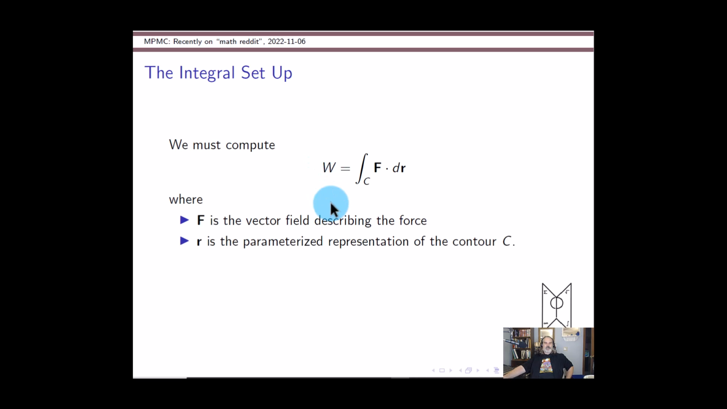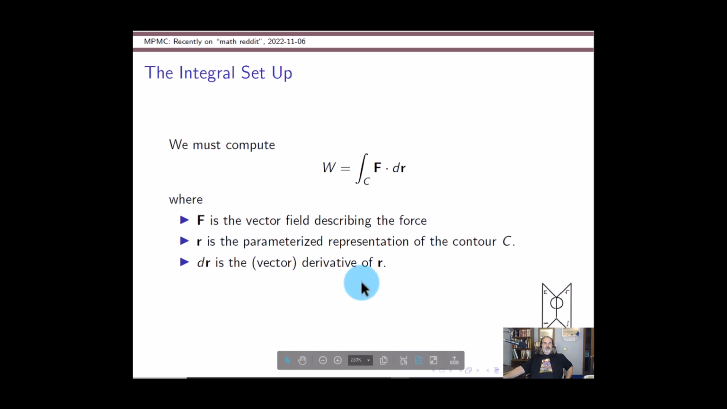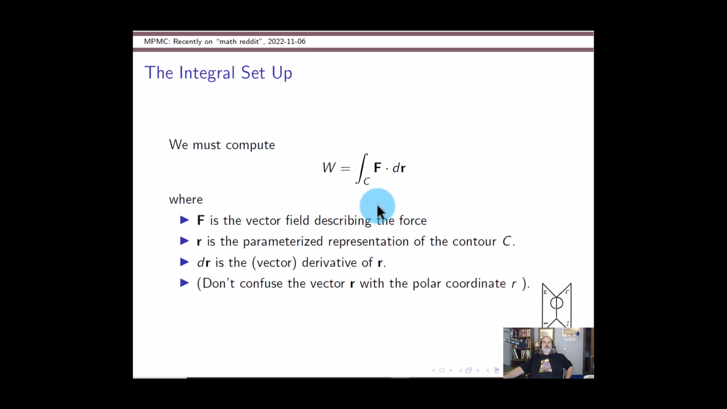So F is the force vector field. R is going to be a vector curve that tells us about this contour that we're interested in. It's the parameterized representation. dr is the vector derivative of the vector function that tells us the curve that we're going around. And there's a couple of different uses of r involved in this problem. The bold-faced r is the vector r that draws the curve. Regular old lowercase r is just the polar coordinate, like r equals sine 7 theta. That's the polar coordinate r.